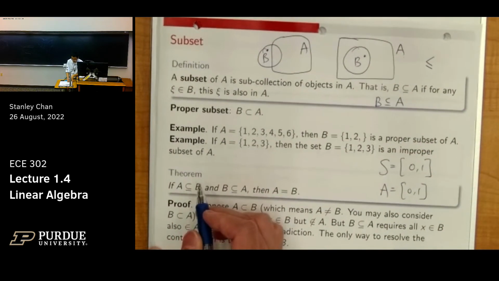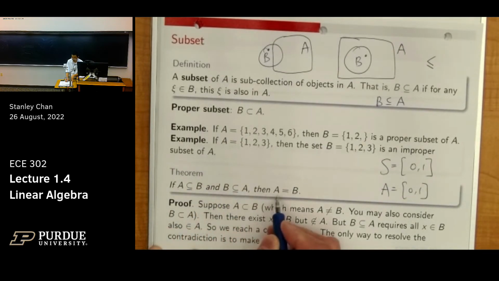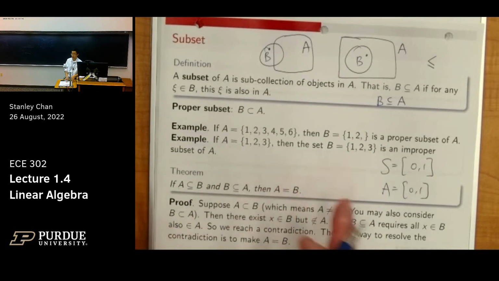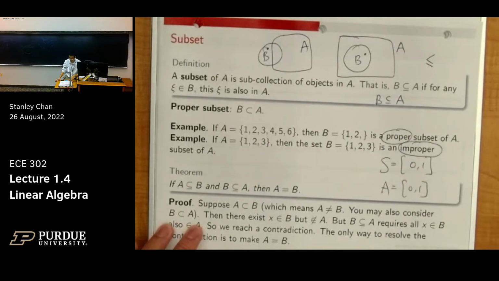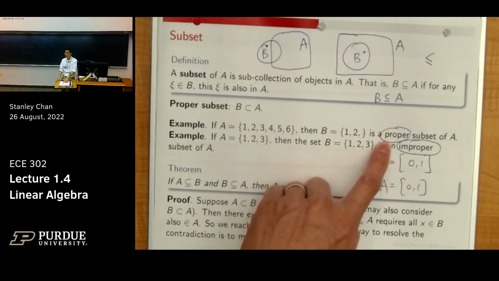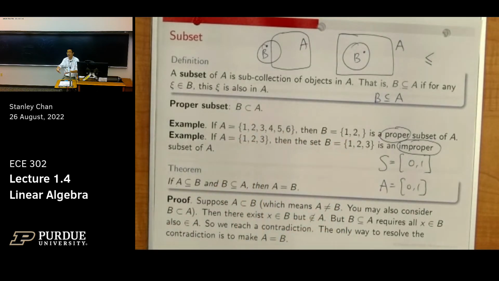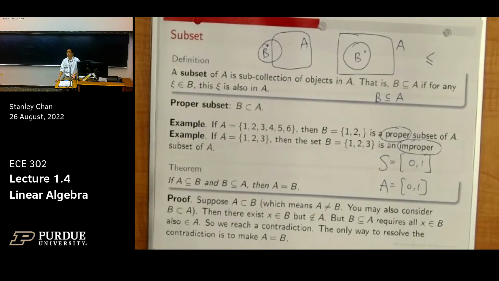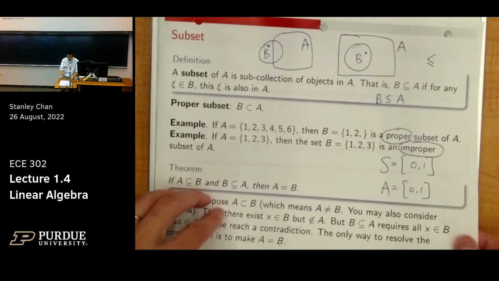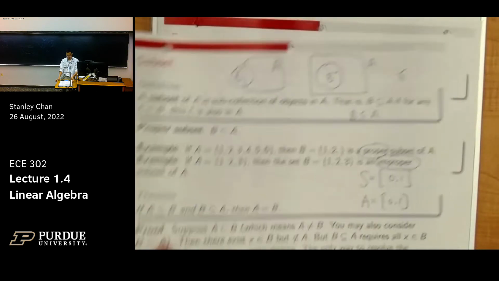So there's a theorem here. If A is a subset of B, and B is a subset of A, then of course A equals B. That's very easy to prove. There's a notion of proper subsets and improper subsets. A proper subset means that all the elements of B are contained in A, but B is strictly smaller than A. An improper subset means that B can be equal to A. I can skip the proof, but as long as you can draw this figure, I think we are good.